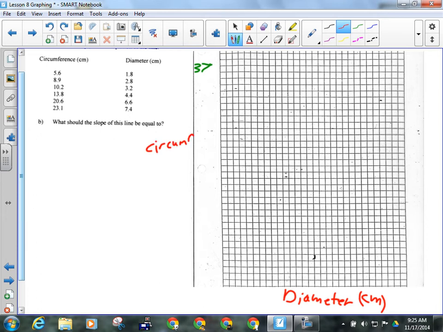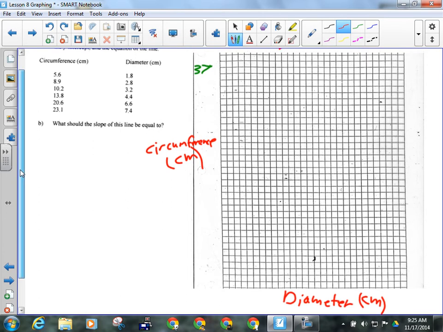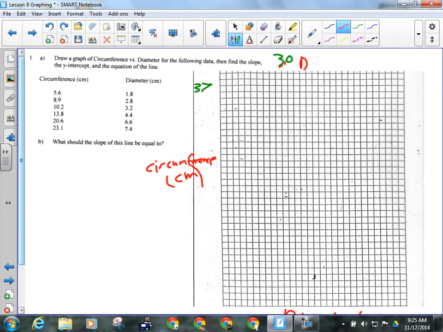Okay, also in centimeters, which is important because pi has no units, and when I divide centimeters by centimeters, they'll cancel and I will be left with no units. All right, so I've got my axes labeled with units. Okay, I need a title on my graph. Okay, diameter versus circumference, not very creative, but it'll do.